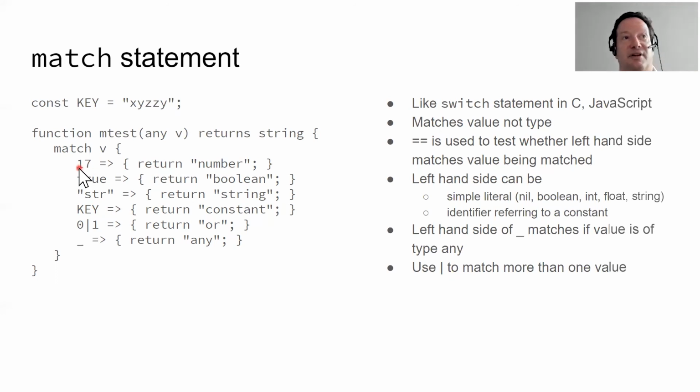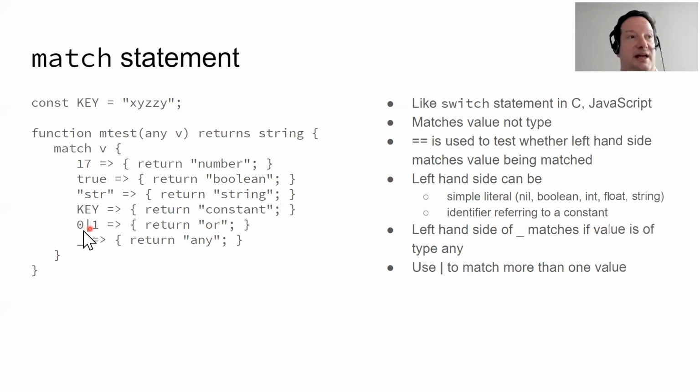So you can have a constant. We've got a constant 17, we've got a constant true, you've got a string. You can also refer to a named constant. So if you have an identifier, that refers to a named constant. Is it equal? And again, here we're using equals equals to test things.